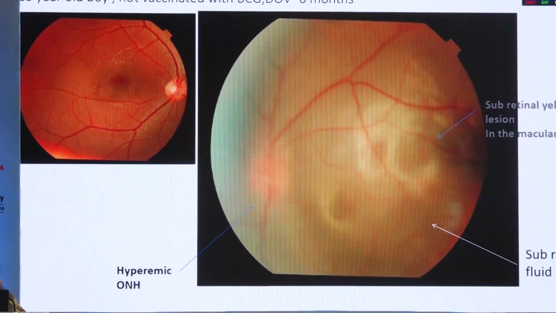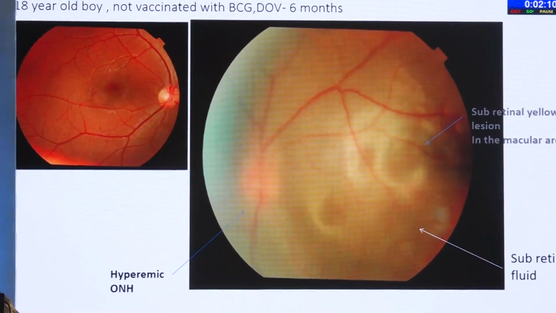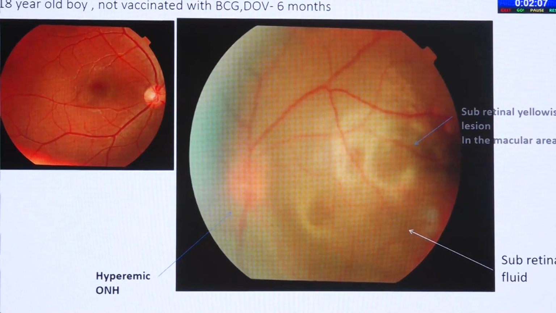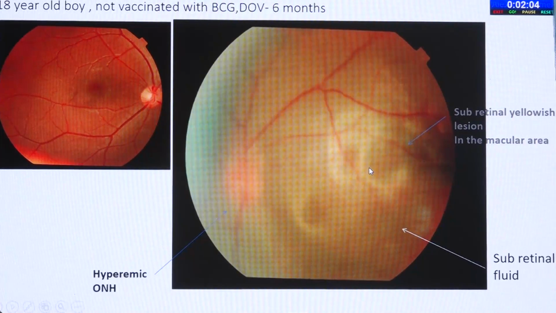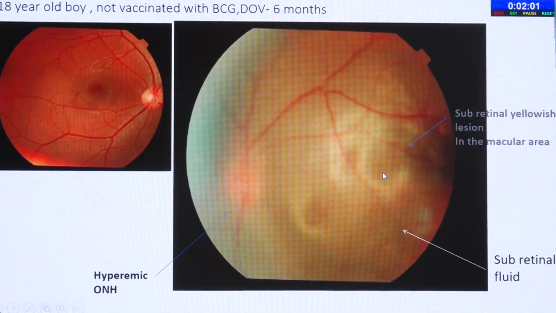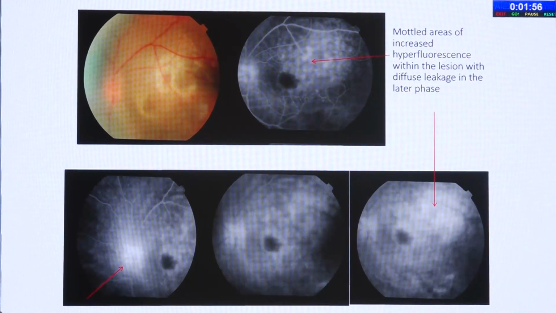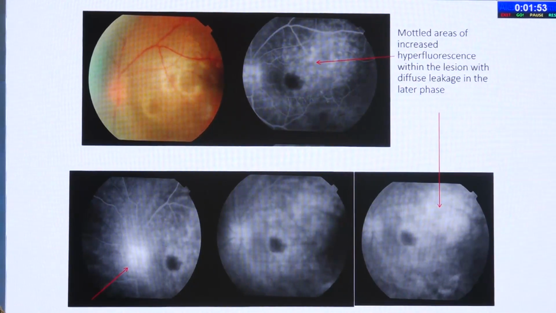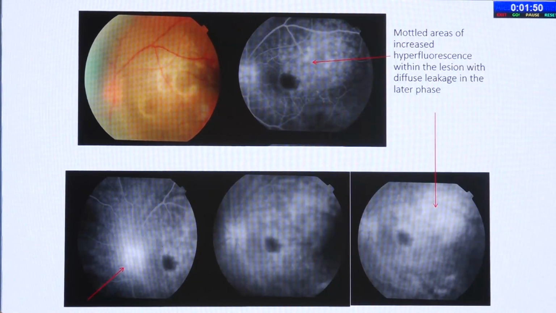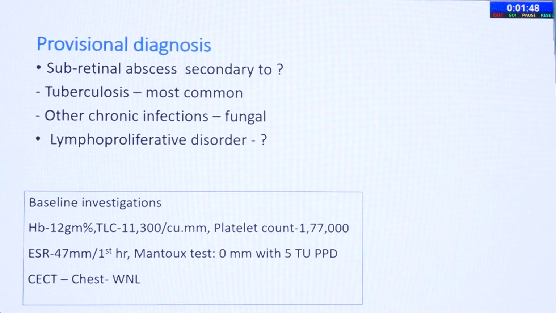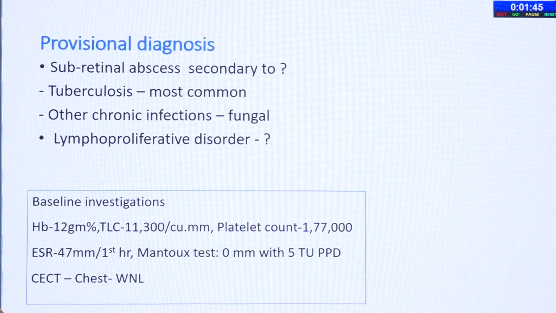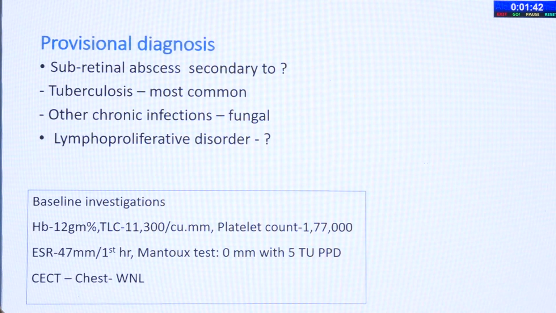So this is one of the case examples where we have an 18-year-old boy, not vaccinated with BCG, with diminution of vision for the last 6 months. You see there's a kind of a yellowish lesion in the macular area of the left eye. A hyperemic disc is there, and an extensive subretinal fluid is also present. I did a fundus fluorescein angiography which just showed a stippled hyperfluorescence in the left eye. The provisional diagnosis that I had in my mind was that either it's a tubercular abscess, any chronic infection such as a fungal infection, or a lymphoproliferative disorder. On investigations, the other things were all pretty normal except that the Mantoux was 0.